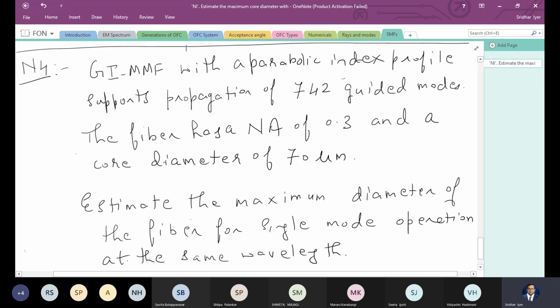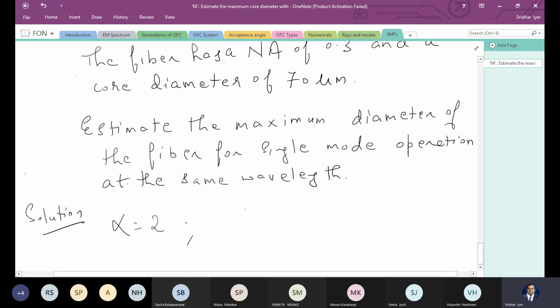And it says it supports the propagation of 742 guided modes. That means the value of M is 742, and it says the fiber has NA, that is numerical aperture, of 0.3 and a core diameter of 70 micrometer. That means 2a is 70 micrometer.